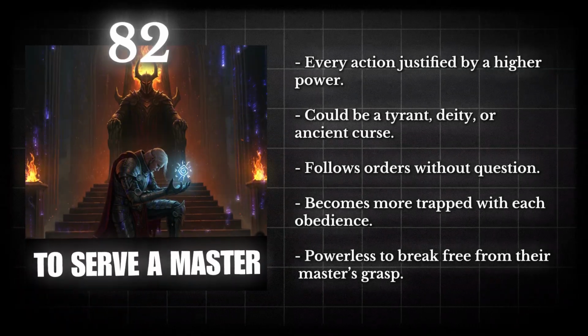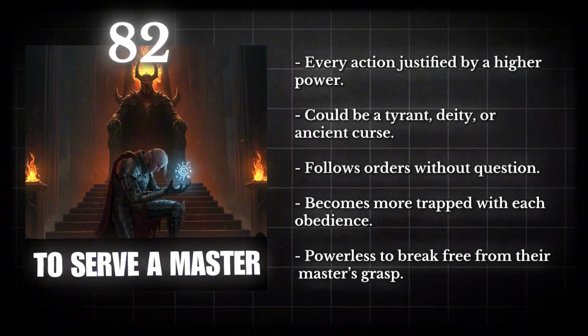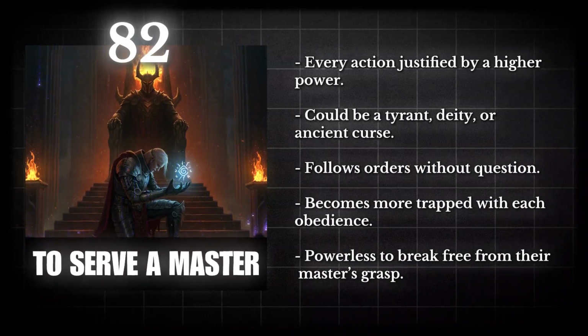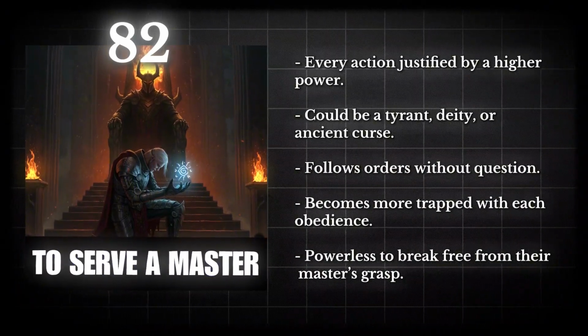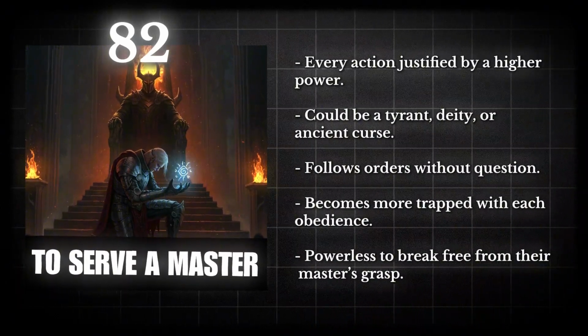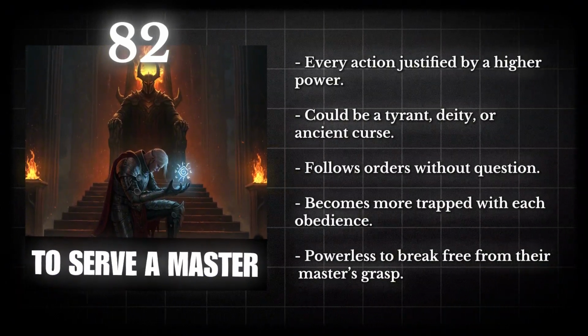82. To serve a master. Every action the villain takes is justified by the will of a higher power. This could be a tyrant, a deity, or an ancient curse. The villain follows orders without question, but the more they obey, the more trapped they become, leaving them powerless to break free from their master's grasp.